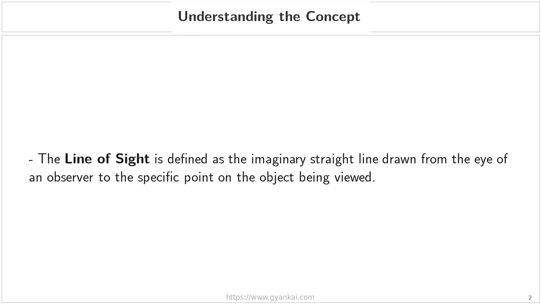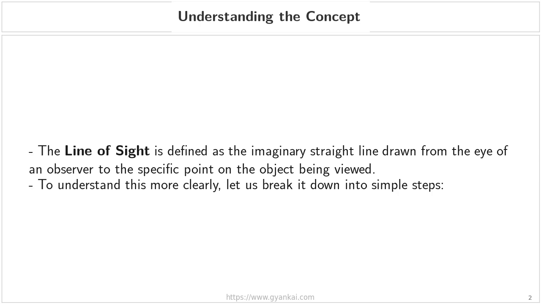Understanding the concept. Now that we've introduced the importance of translating real-world scenarios into diagrams, let's dive deeper into what the line of sight actually is. By definition, the line of sight is an imaginary straight line that we draw from the eye of an observer directly to the specific point on the object they are looking at. To make this concept much clearer, let's break it down into three simple components.